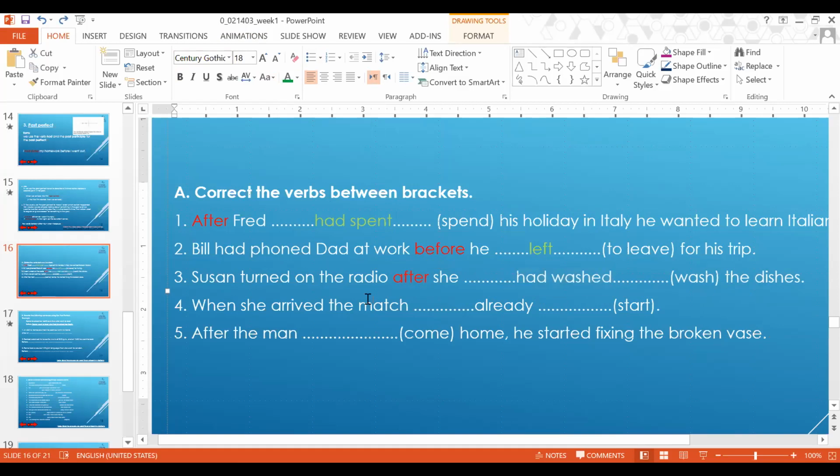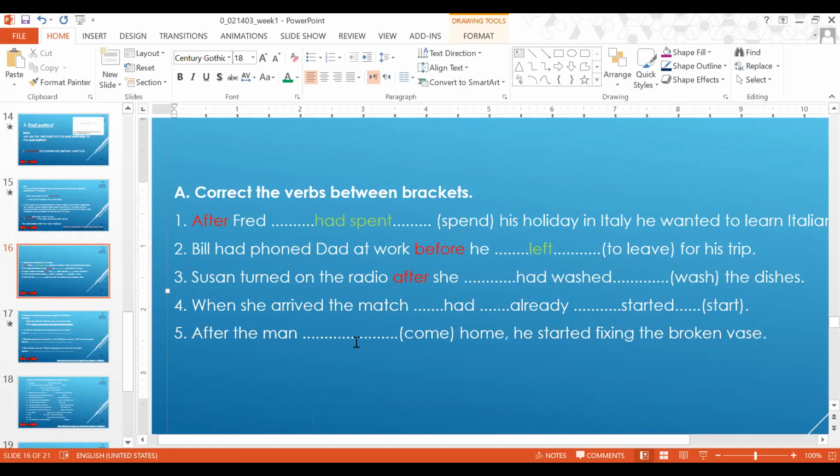Next one. I want to do it. Okay, do it. When she arrived, the match had already started. Amazing. Had already started. Good job.